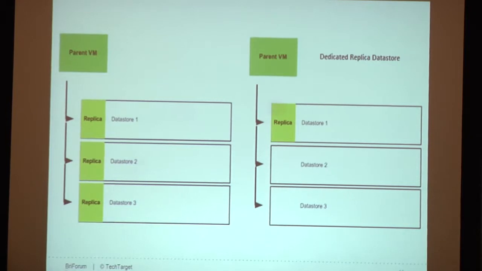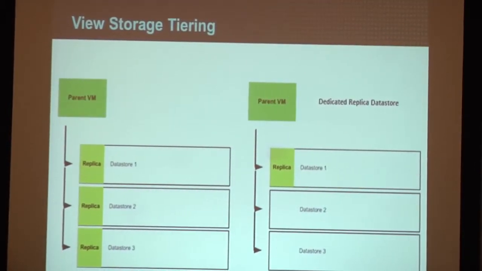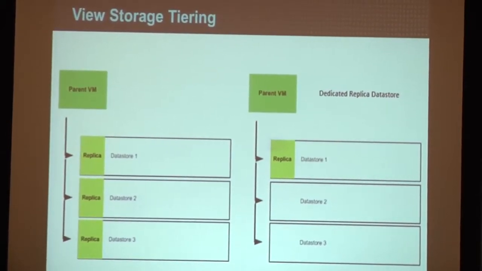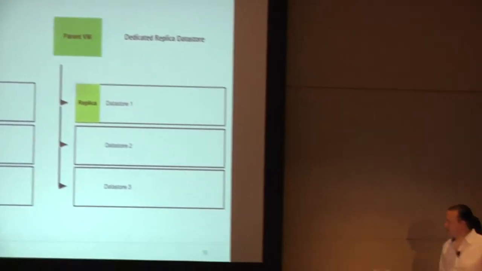I'll talk a little bit about what they call View storage tiering. In a stateless View VDI environment, you can pick where to put your replica. For people that aren't familiar with View, your replica is your golden image. You can either put your replica on each data store, or you can centralize it. This is good for different environments and depends on how you configure, but I really like having the choice.